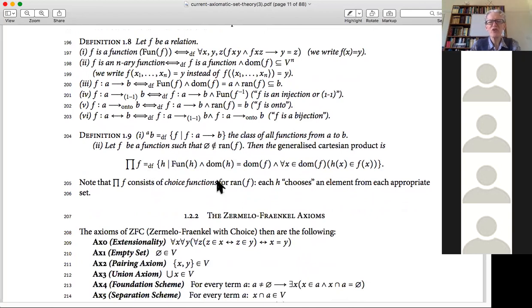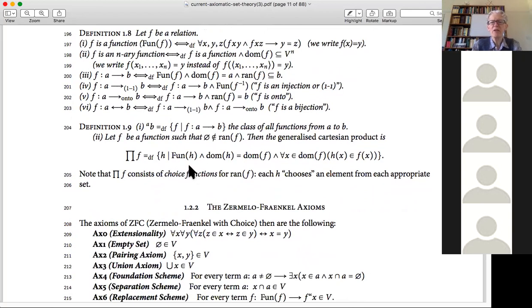We'll need this definition for the axiom of choice. Again, this may look like something familiar from the very end of the set theory course. This is the collection of functions. This is b to the a in definition 1.91. This is the collection of functions from a into b.